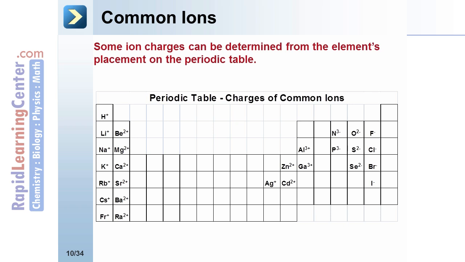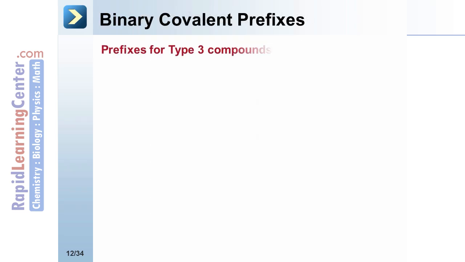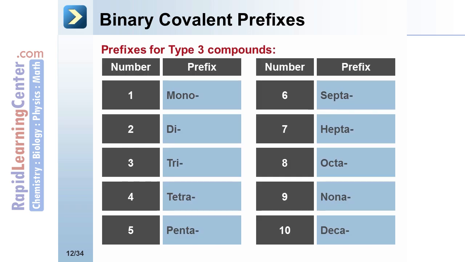The charges of some ions can be determined by their position on the periodic table. Here are some common polyatomic ions. Notice that ammonium is the only polyatomic cation. The rest are anions and will appear in the back half of the compound's name. Also, the charges given are for the entire polyatomic ion as a whole and do not need to be multiplied by the subscripts within the polyatomic ion. Here's a refresher of the prefixes used in covalent compounds.